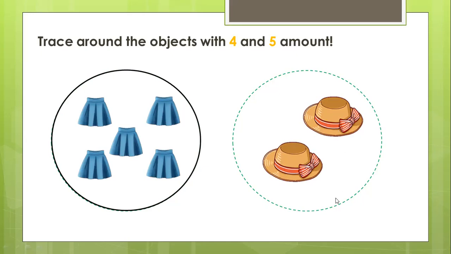Can we count first? What are these? Okay, they are hats. So let's count: 1 hat, 2 hats. 2 hats. Can we trace around the 2 hats? No, we cannot because it says 4 and 5. But the number of hats is only 2 here. So we cannot trace it.